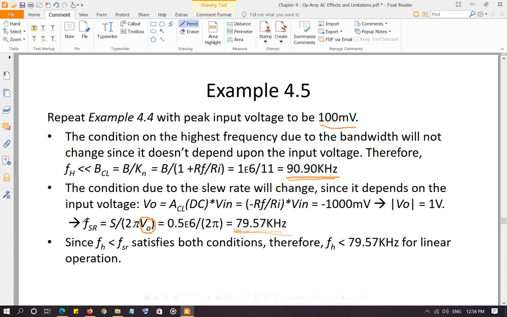So now in this case, FSR becomes smaller than BCL. If we choose an input highest frequency which is lower than FSR, then it will satisfy both conditions, and that will be the highest frequency at which the output will be able to follow the input.